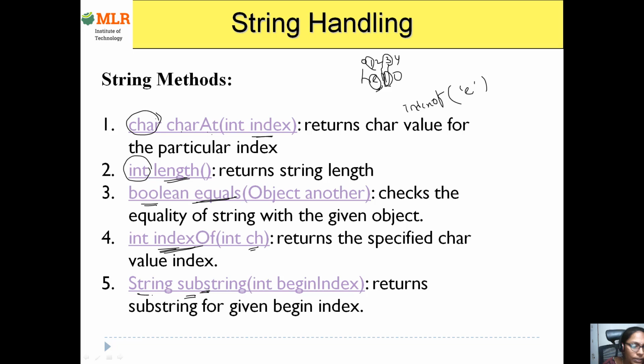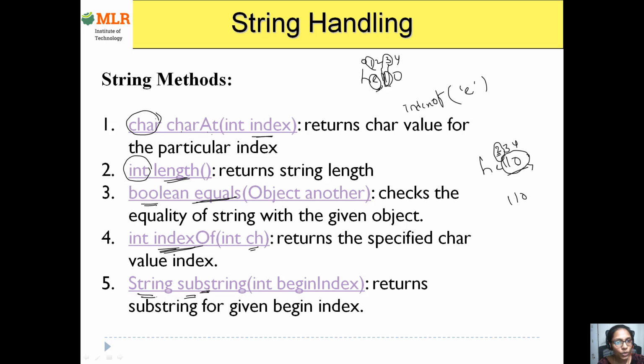So the return type is again string only. Substring is a string only. But what it needs is the beginning index from where you want. For example, hello is my string, if I specify the second index as beginning index, so from the second index to the remaining characters will be considered as a substring. So this will return LLO. So you need to specify the starting index, so it will return the remaining values.